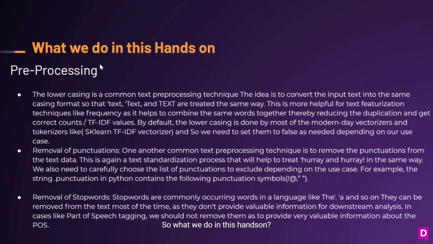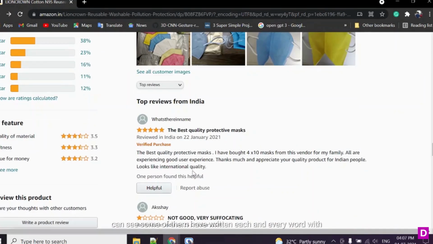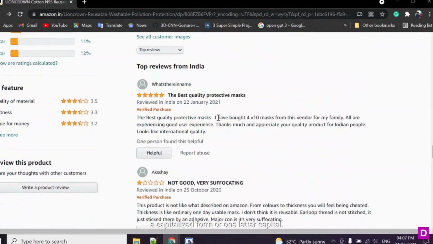So in this hands-on, first we carry out pre-processing steps. The very first thing would be lower casing of the text, basically, right? If you look at the product page again, you can see some of them have written each and every word in capitalized form, or with one capital letter. Here you could see "Thanks" starting with a capital, "I" with a capital letter, and "Best quality" with a capital letter again.